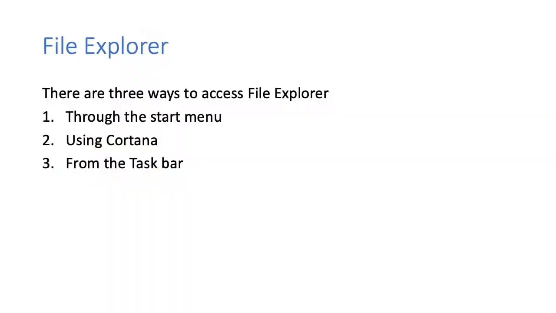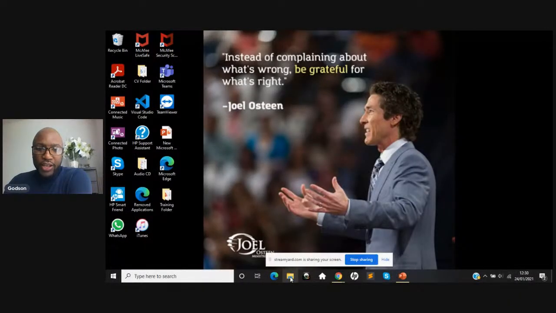All right, I think I've just jumped one. So we're going to quickly explore File Explorer before we come back to the internet connectivity. There are three ways to access File Explorer. One, through the Start menu, two, using Cortana, where you type in or say a word, and three, from the taskbar. I'll show you how to do that on my screen, so I'll share my screen now.